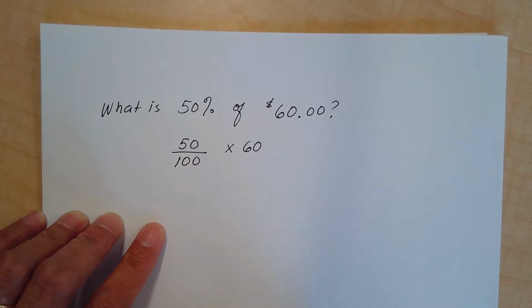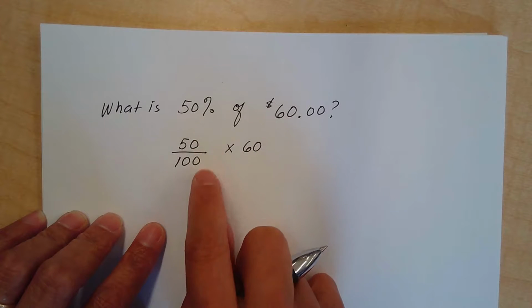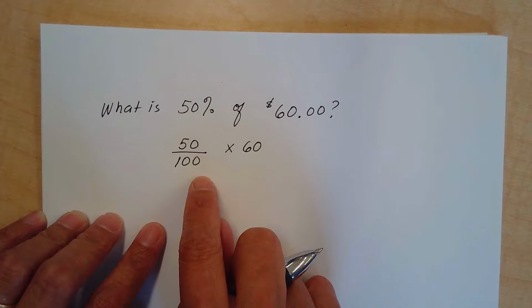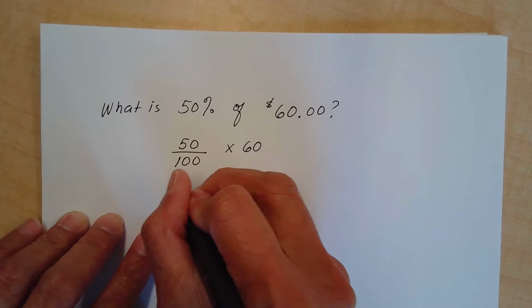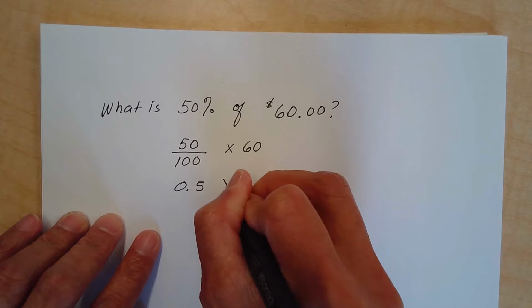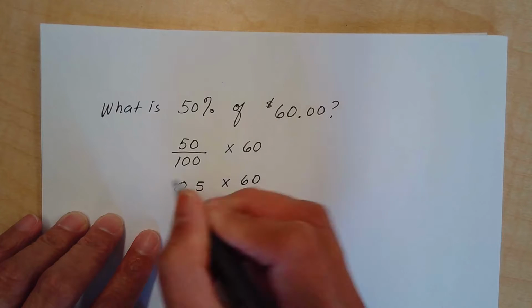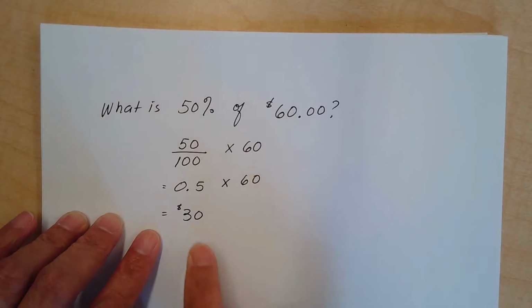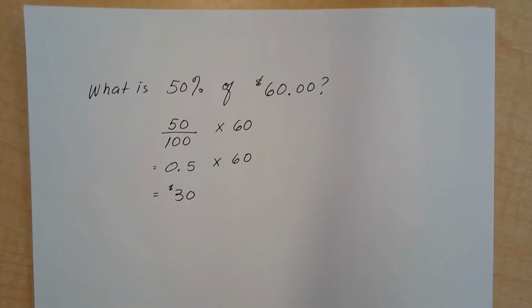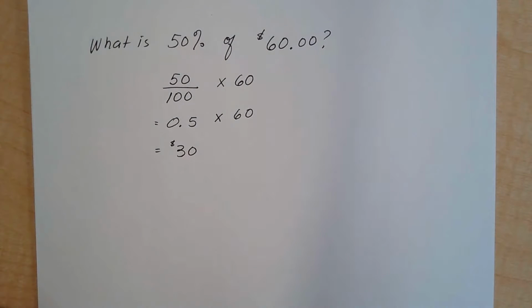Okay, so let's figure that out on your calculator. So 50 divided by 100, and then times it by 60. So 0.5 times 60, that's going to equal $30. So $30.